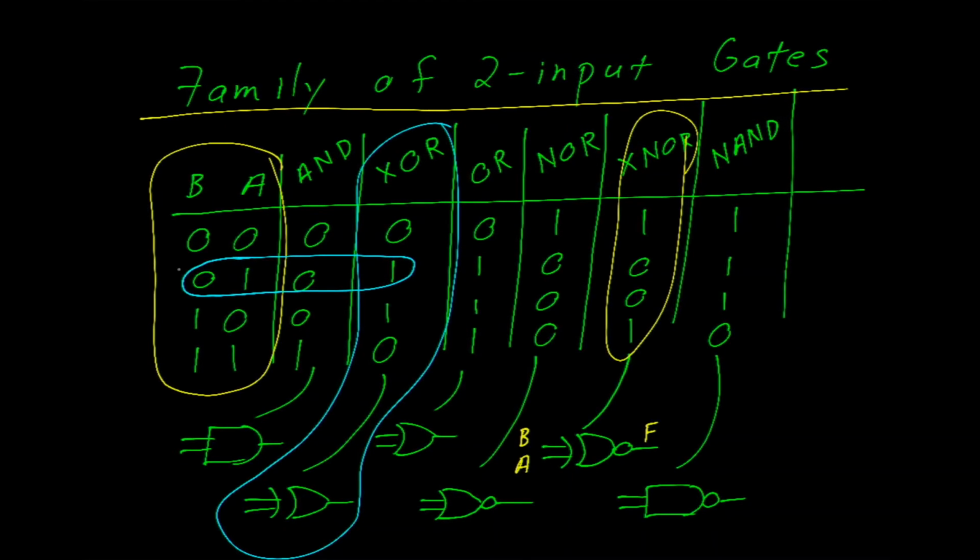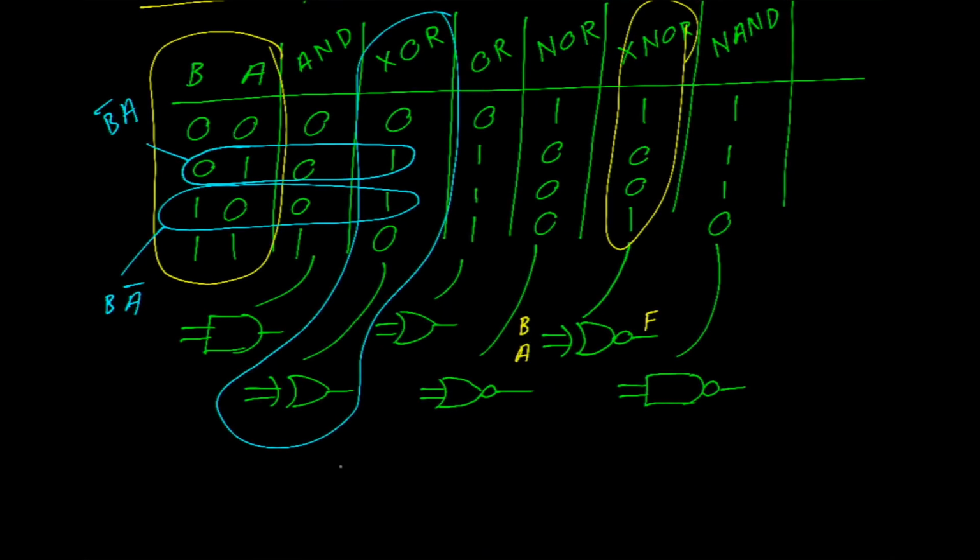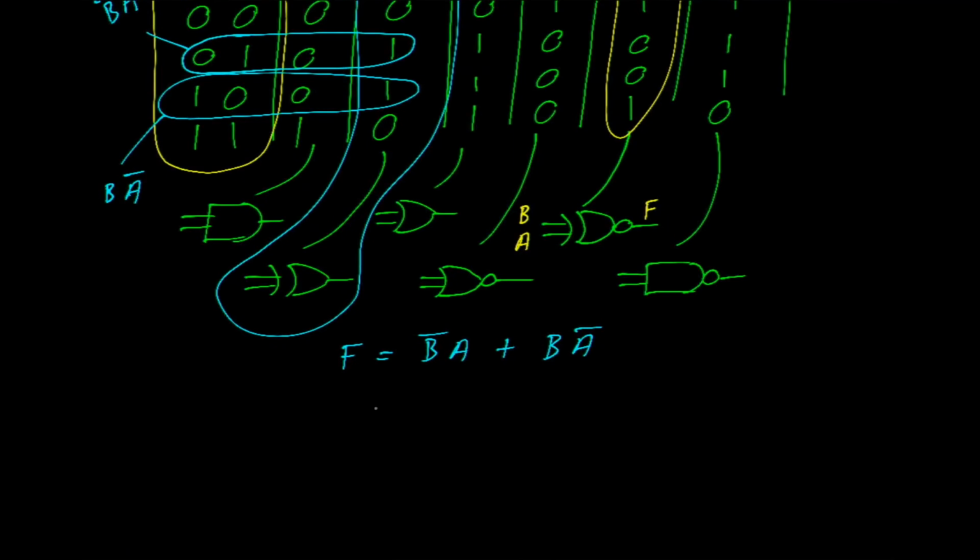So we could say that B not A will also activate, which is to say F will be 1 when we have B A not. The Boolean expression for that would be F is equal to B not A or B A not. This is the sum of products form.